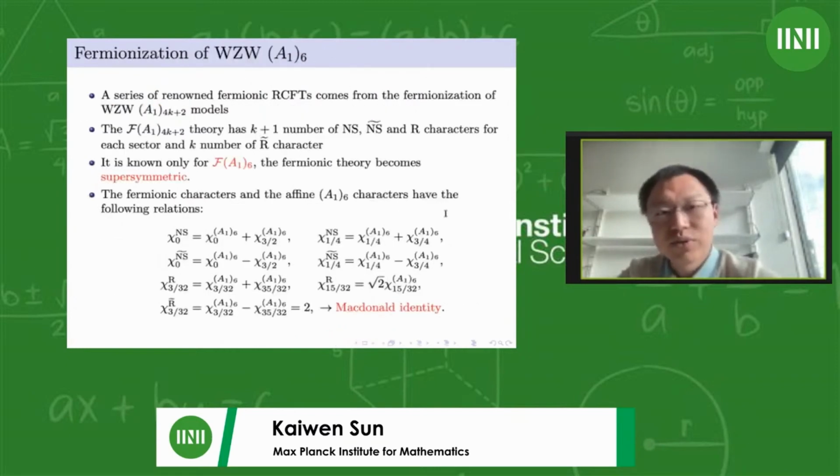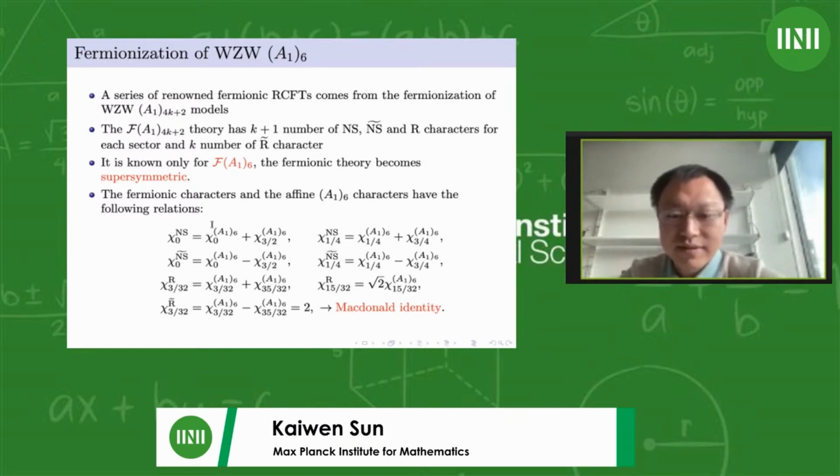Right, and another good example of fermionic rational CFT is this A1 at level 4k plus 2. It is known that this series has k plus 1 number of NS and R characters, and also k number of R tilde characters. And in the case of k equals 1, that is A1 level 6, it is well known that this series can become supersymmetric. Only for this k equals 1 case, it can be supersymmetric.